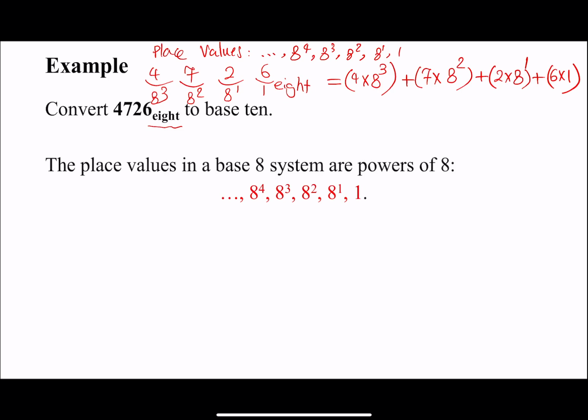So first of all, we write down the place values. We are working base 8. You want to change from base 8 to base 10. So the place values are powers of 8. Then we write down the place value of each digit. We multiply each digit by its place value, right? And then we add the results.